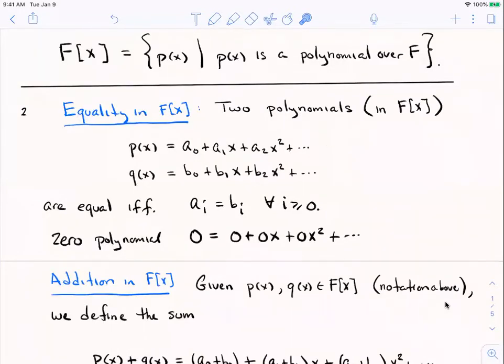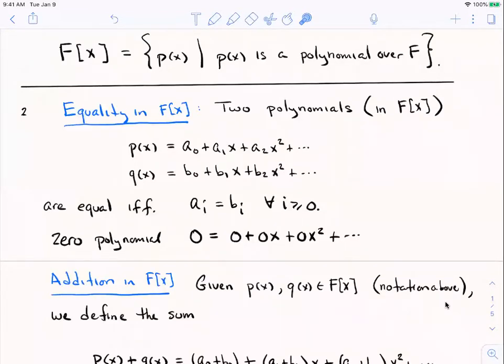All right, so p is a polynomial, it's a formal sum. q is a polynomial, it's a formal sum. p and q are equal if and only if they are equal coefficient by coefficient. a0 is the same as b0, a1 same as b1, a2 same as b2. If they're ever different, they're different polynomials. If they're always the same, they're the same polynomial.